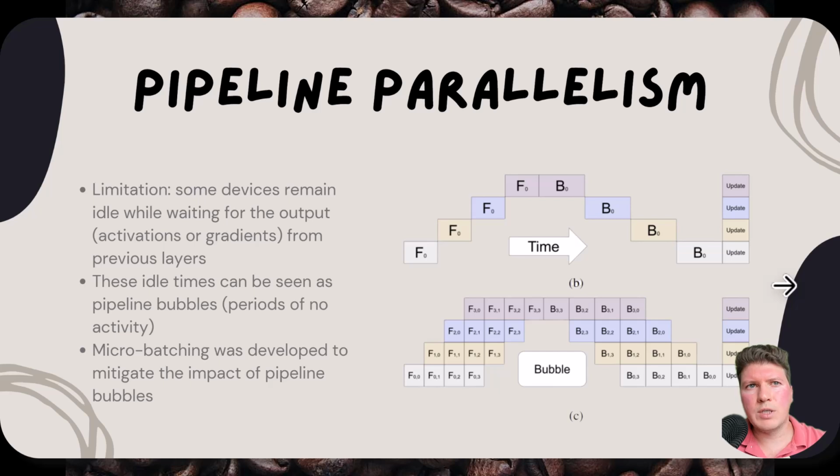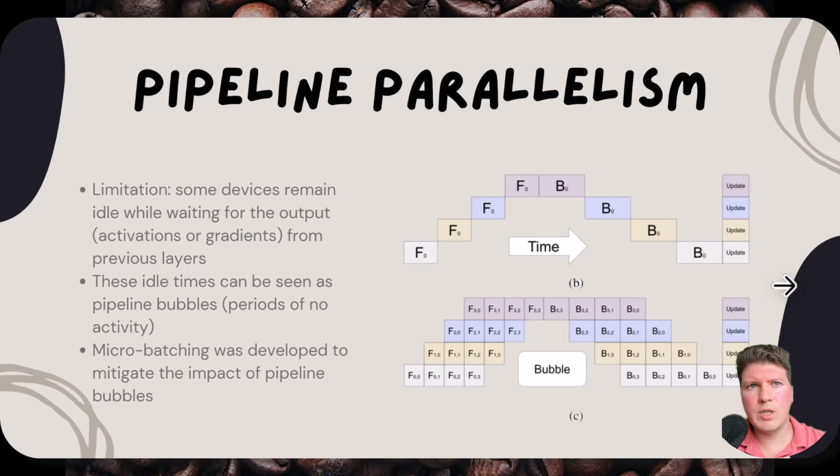The main limitation of pipeline parallelism is that, due to the sequential nature of the processing, some devices or layers remain idle while waiting for the output, activations or gradients, of the previous layers. These idle times can be seen as pipeline bubbles, pictured as empty areas where no processing takes place.